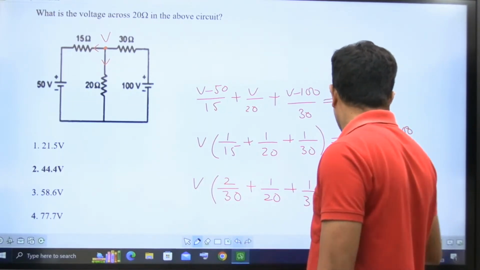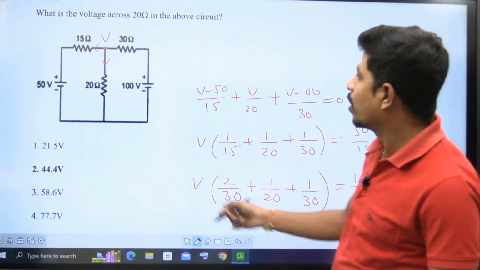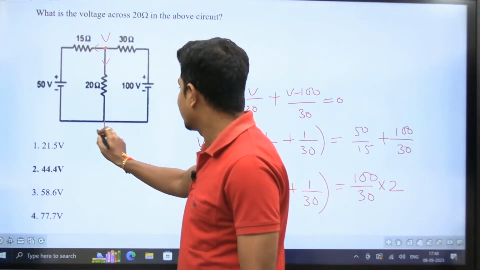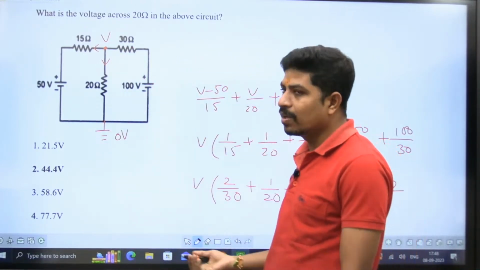This total will be 2 into 100 by 30 into 2. That's all. Now simplify this, you are going to get the V. Simplify that. This is the reference taken, this is 0 volts. You're going to get that V. That V by resistance will be the current.